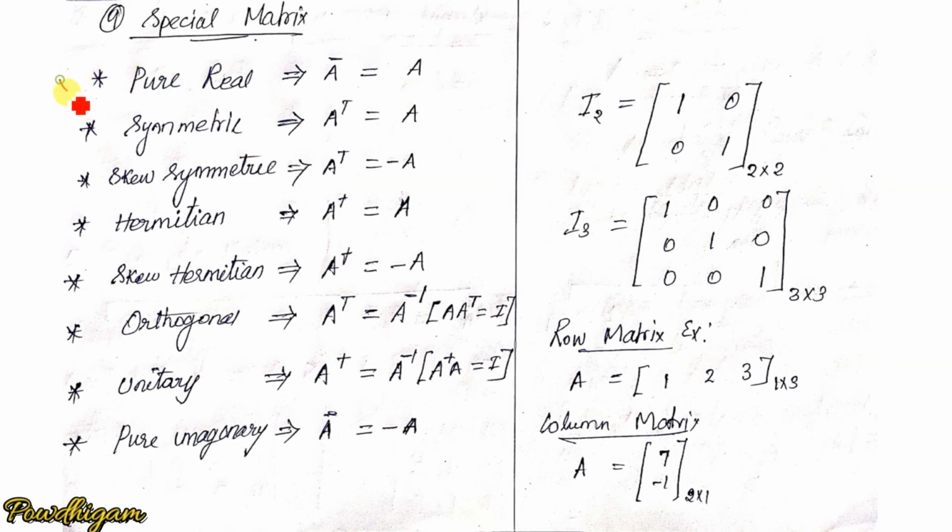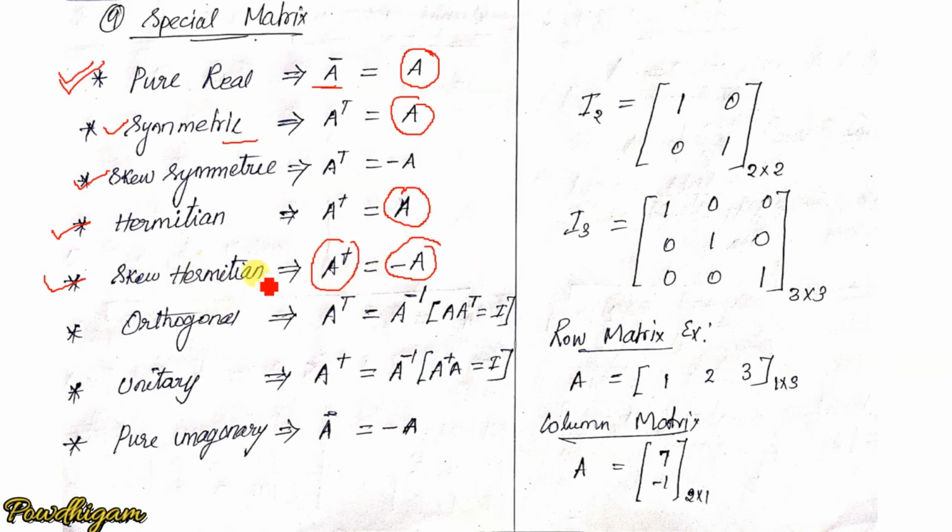Okay, so next are some more special matrices. Here is the pure real matrix. If we take the conjugate of that matrix and get A again, then this matrix is called a pure real matrix. Next one is symmetric. If you take the transpose of that matrix and again get A, then that is called symmetric. Next one is skew symmetric. After taking the transpose, if you get minus A, then that is called skew symmetric. Next one is Hermitian. If you take the Hermitian conjugate of that matrix and get A, then that is called a Hermitian matrix. And a skew Hermitian matrix: if you take the Hermitian conjugate and get minus A, then that is called skew Hermitian.